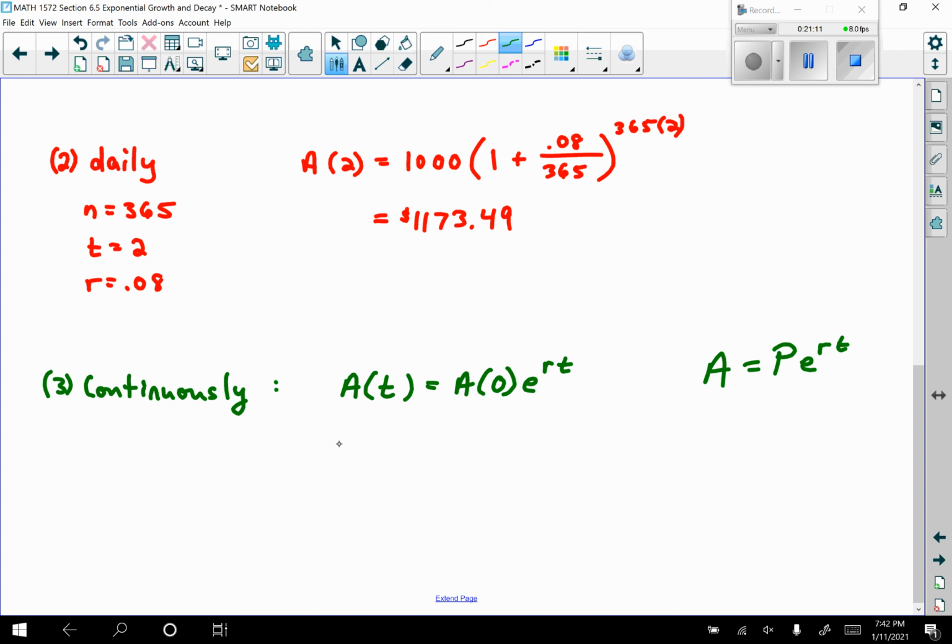So here we could just say A of 2 is going to equal our initial amount of $1,000 times e to the 0.08 times 2. So go ahead and calculate that. And again, you can see it's not much more either. So it's 1,173.51.